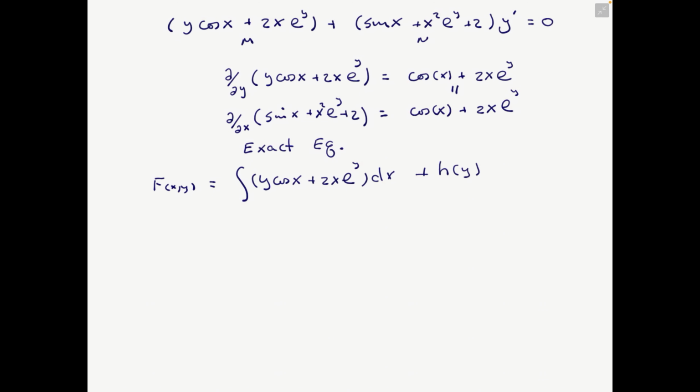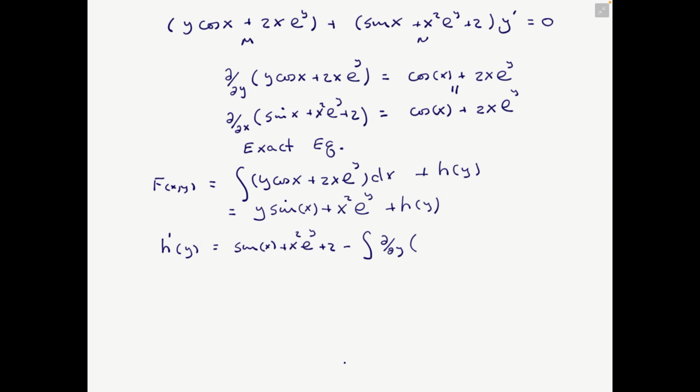And now we can solve for f of x, y, which is equal to the integral of y cos x plus 2x e to the y dx plus h of y, and this is equal to y sine of x plus x squared e to the y plus h of y. Now we have to find h of y.